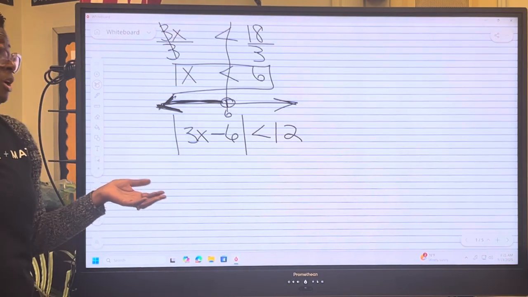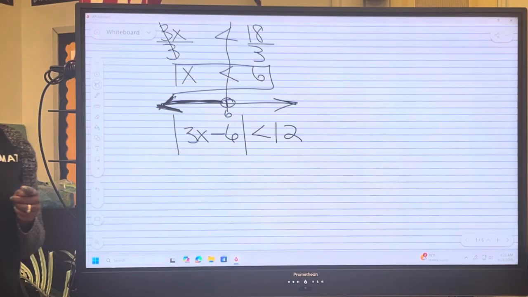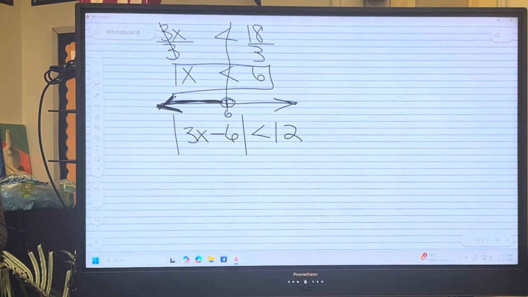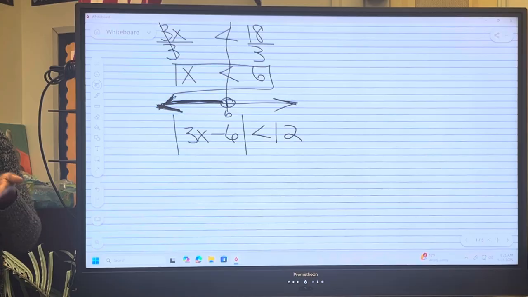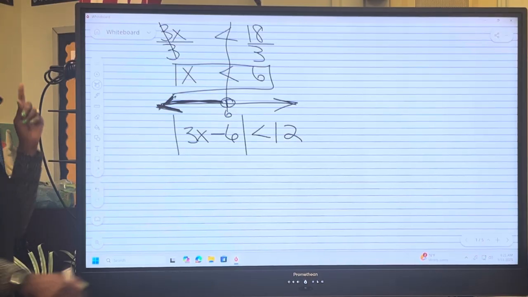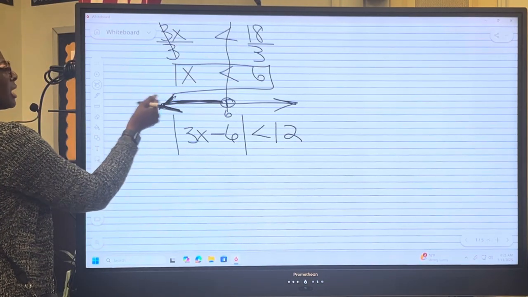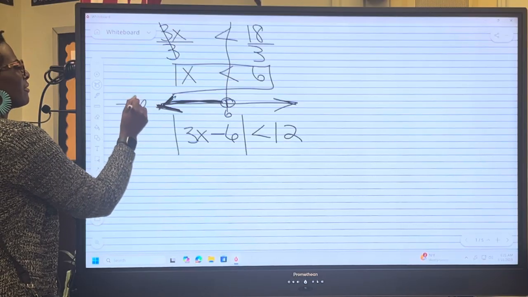Make my sentence true. Give me a number in that shaded region. 4. Give me another number in that shaded region. 2. 3. Negative 3. 1. What about 0? Is 0 to the left of 6? Yes. Negative 5. Absolutely. All your negatives are to the left, right? What's all the way out here to the end? Negative infinity.